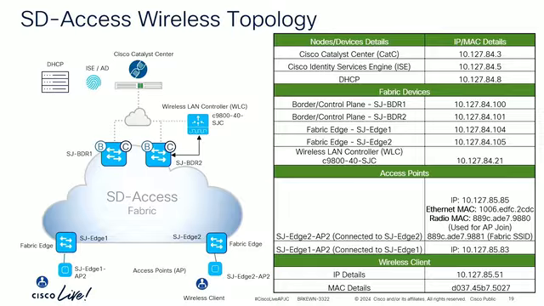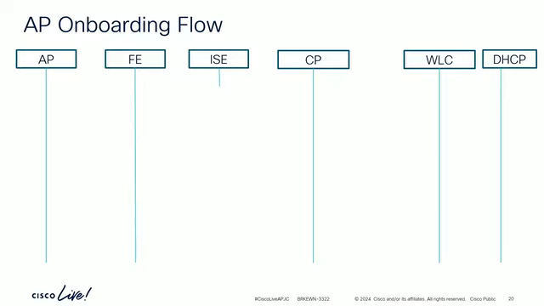So here, we do have the client also, the wireless client. For that, I have just mentioned the IP and MAC details, which we would be getting as part of the flows which we are going to see. Okay? So this is very important out here. Now, from here, we are getting deeper and deeper. Okay? So please fasten your seat belts now. Right? So, AP onboarding flow.